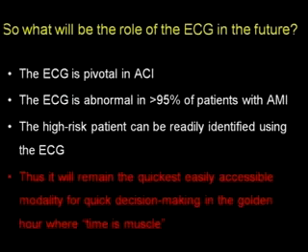So what do I foresee the role of the ECG, let's say, in the foreseeable decade or so? At present, the ECG is pivotal in the diagnosis of acute cardiac ischemia and will remain to be so. We know that the ECG is abnormal in more than 95% of patients with acute MI. But more important, the high-risk patient, which is the focus of this talk, can be readily identified from the ECG. And therefore, when time is muscle, in the golden hour, the ECG will remain the most important tool.